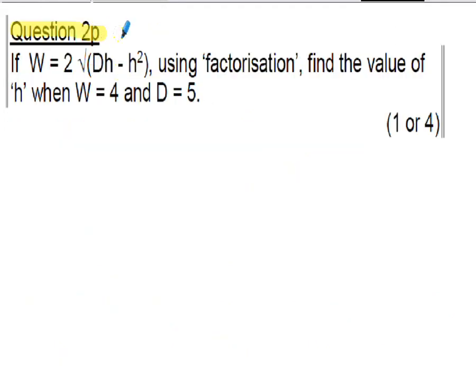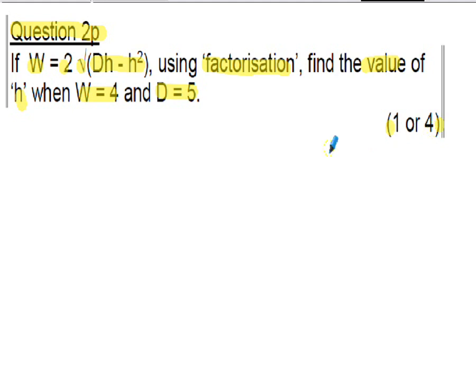Question 2p. Here we're given the equation W is equal to 2 multiplied by the square root of, in brackets, D multiplied by H minus H squared. We're asked to solve using factorisation in this particular case, the value of H, given that W is equal to 4 and D is equal to 5. The answers are shown in the brackets here.